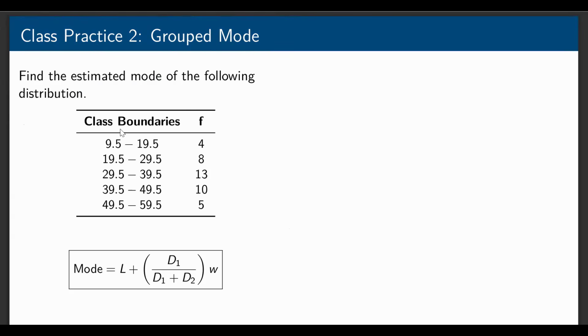We have the class boundaries given and some frequencies. You want to estimate the mode. First of all, straight away, I can see my modal class because I'll look for the highest frequency, which is 13. Therefore, my modal class is 29.5 to 39.5. I'll just tick it.